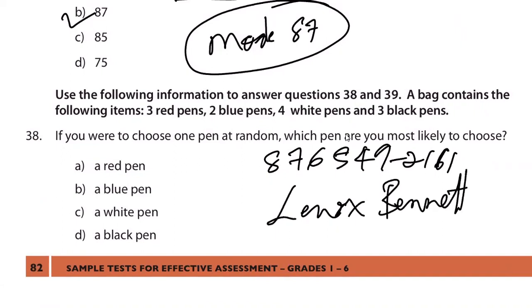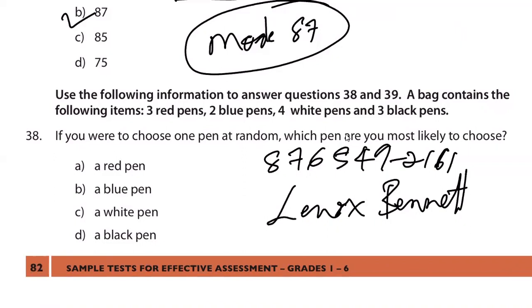Alright, 38 says use the following information to answer questions 38 and 39. A bag contains the following items: 3 red pens, 2 blue pens, 4 white pens, and 3 black pens. If you were to choose one pen at random, which pen are you most likely to choose? Now, you're most likely to choose the pen that has the most items in there.